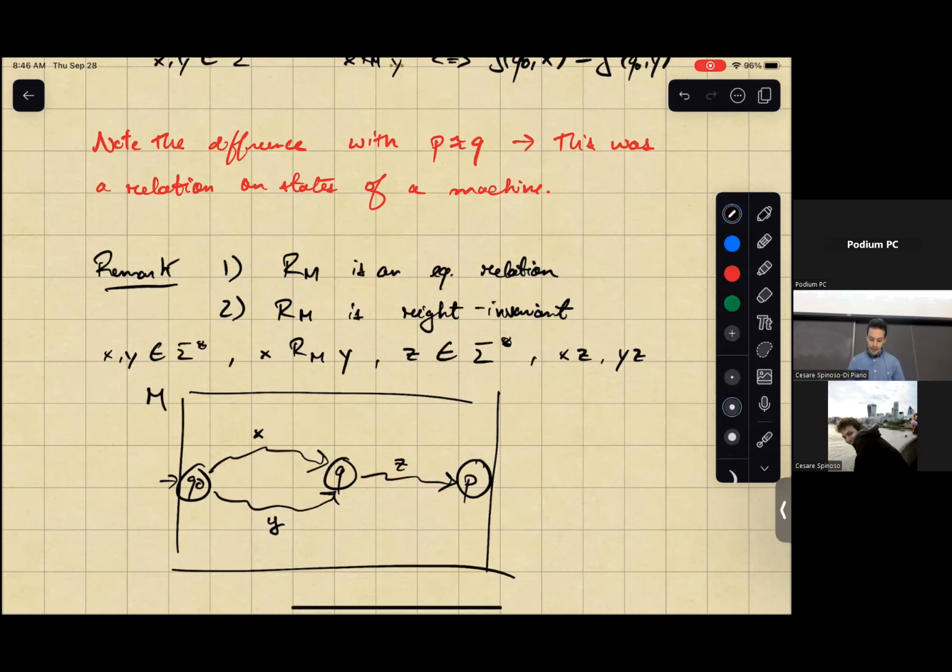So what that means is that from q0, if you read xz, and from q0, if you read yz, then these two states are the same. Okay. Well, what does that mean by definition? That means that xz and yz are related. And that shows you why it's right invariant. Good? Yeah?